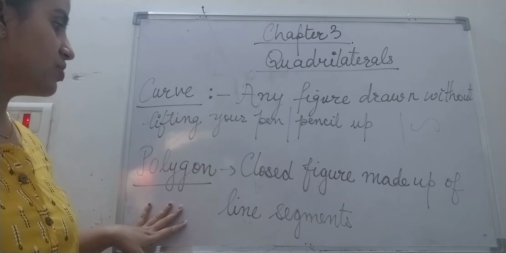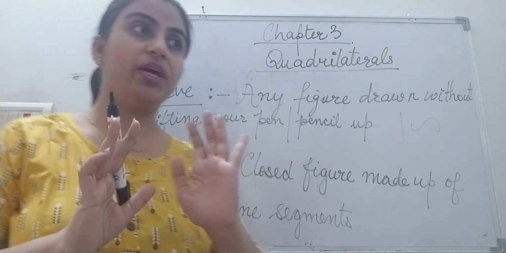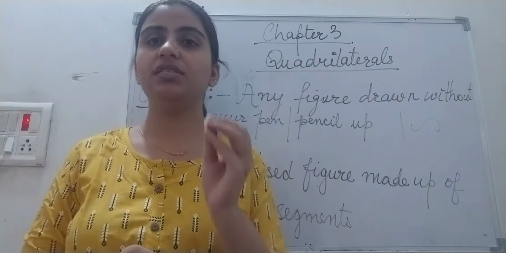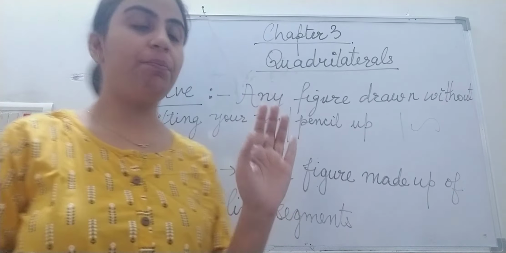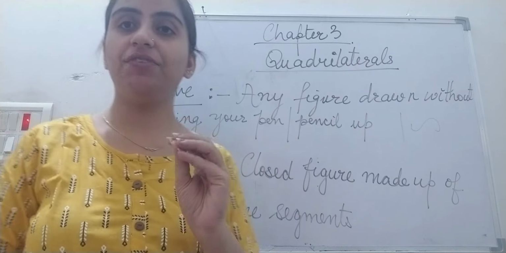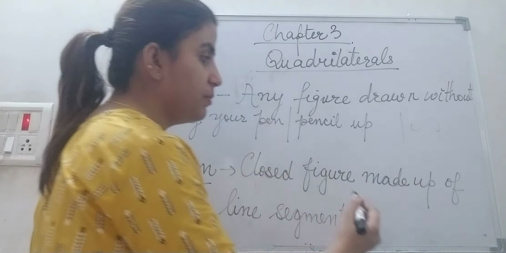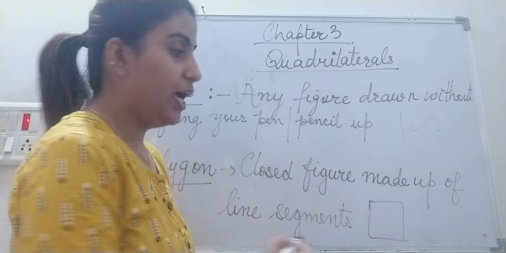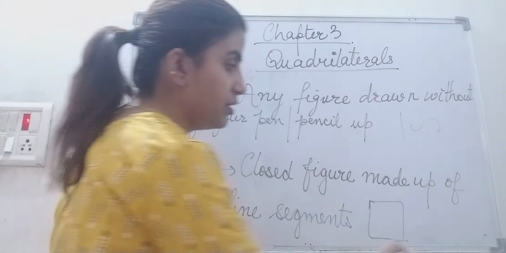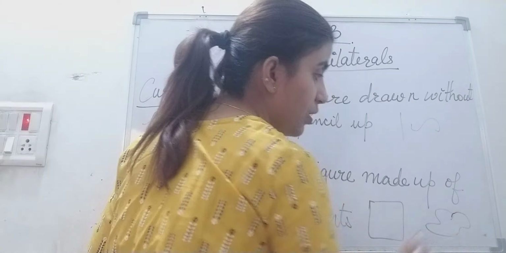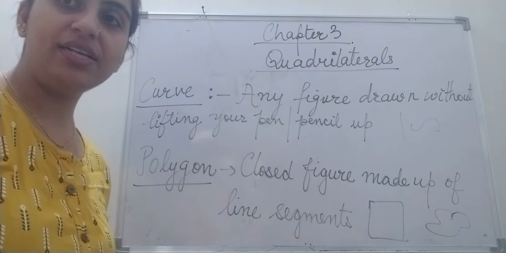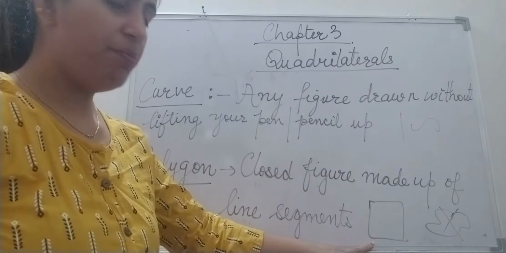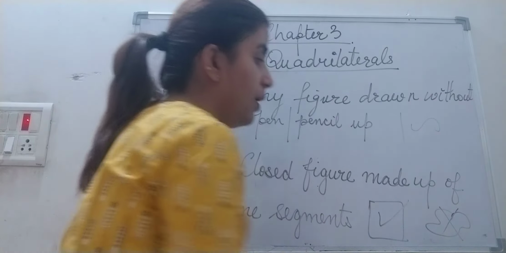Okay. The next is called a polygon. Polygon is a very important point in your geometry part. A polygon is a closed figure made up of line segments. Closed means that it does not have anything open, and it is made up of line segments. Now if you see this, this is also a closed figure, but it is not made up of line segments, so it is not a polygon. But this is made up of line segments, so it is a polygon.